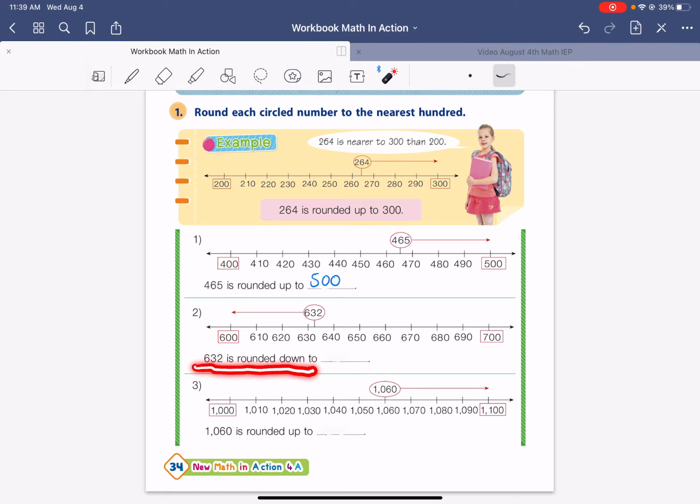632 is rounded to, we have 600 and 700. 632 is closer to 600. So 632 is rounded down to 600. Here we have 1060 is rounded up to, right? We have 1000, 1100. So we're rounding up. So the nearest 100 is 1100. So we're going to write 1100.